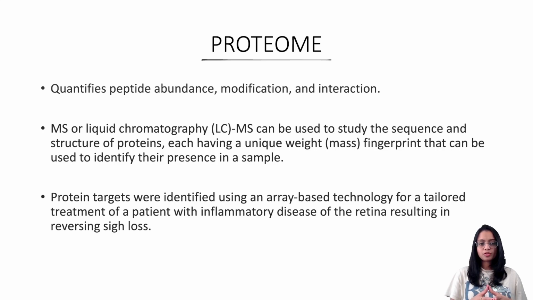Methods like mass spectrometry or liquid chromatography mass spectrometry can be used to study the sequence and structure of proteins, each protein having a unique weight, that is the fingerprint, that can be used to identify their presence in a sample. Other methods like an array based technology are also used, and in one case this method was used to identify protein targets for a tailored treatment for a patient with inflammatory disease of the retina, which resulted in reversing the sight loss.